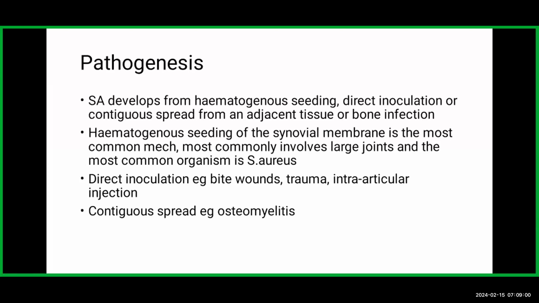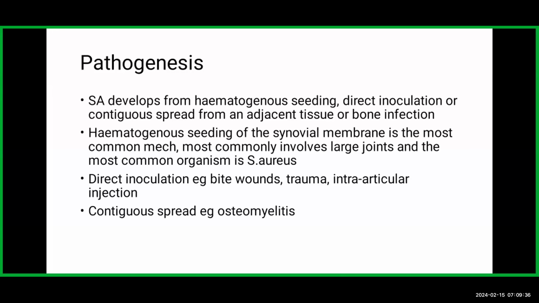So briefly about the pathogenesis, septic arthritis usually develops from hematogenous seeding, direct inoculation, or continuous spread from an adjacent tissue or bone infection. So for the hematogenous seeding of the synovial membrane, this is the most common mechanism, and it most commonly involves large joints. And the most common organisms are usually organisms that easily have predilection for joints that do not have the limiting membrane. So an example is Staph aureus, and it's actually the most common causative organism for septic arthritis.